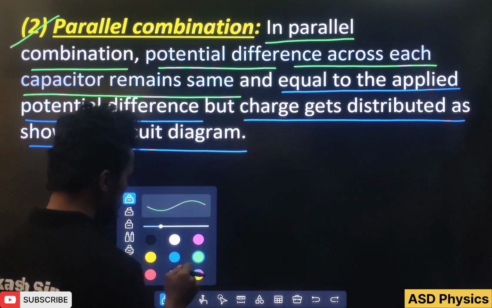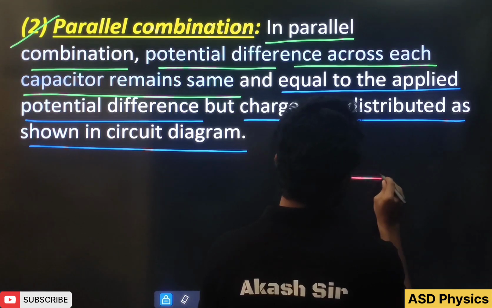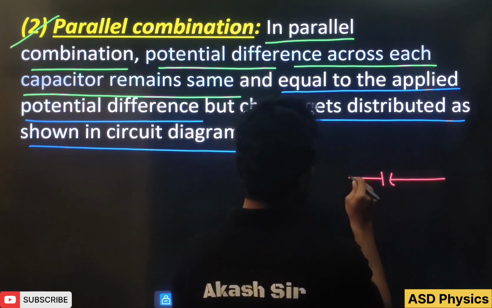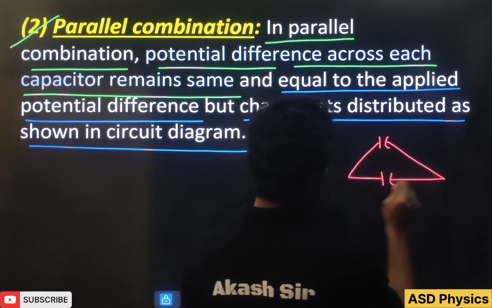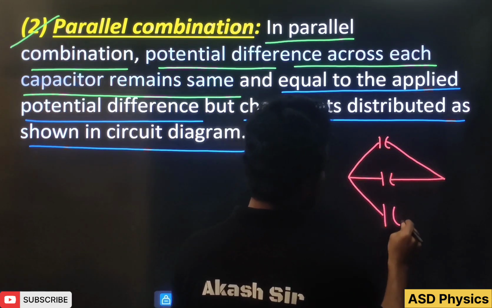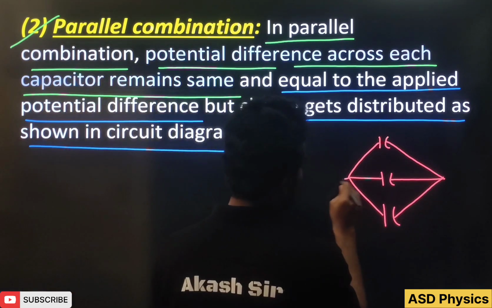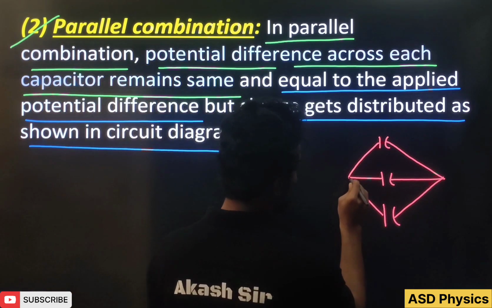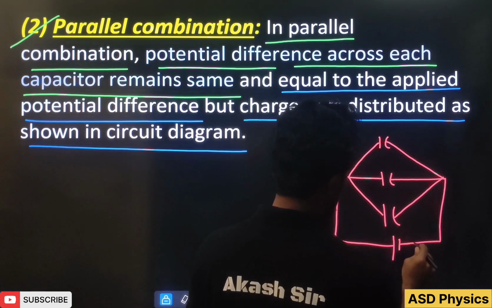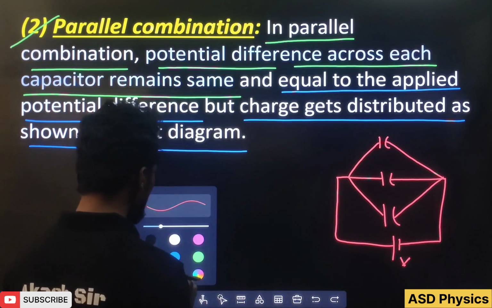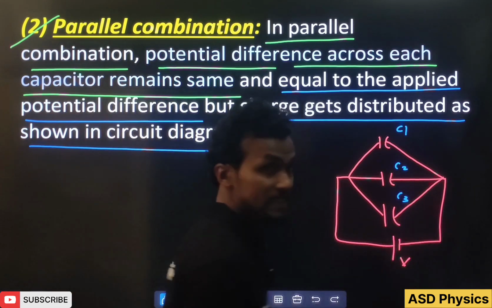So I am going to draw the circuit diagram. The capacitors are in parallel. I have taken one capacitor, another capacitor, and another capacitor, like this. All of them are connected in parallel, and this is connected to the battery. Let's take the capacitance values as C1, C2, C3.